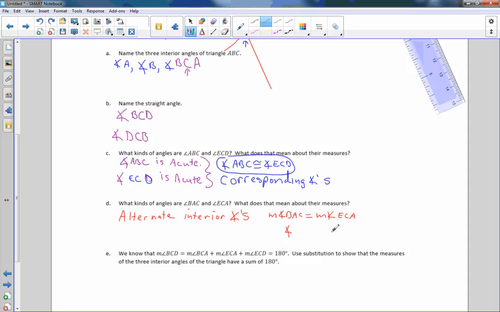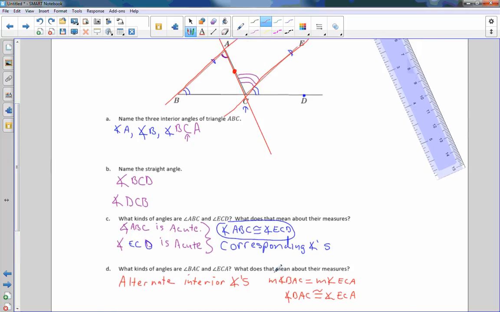Or I could just simply say angle BAC is congruent to angle, it's not a very good angle symbol. Okay. Is congruent to angle ECA. All right. So if I say the measure of, I can say they're equal. Their measures are equal, but the angles aren't equal. They're in different locations, but they're the same measure. Then we can say they are congruent. Okay.